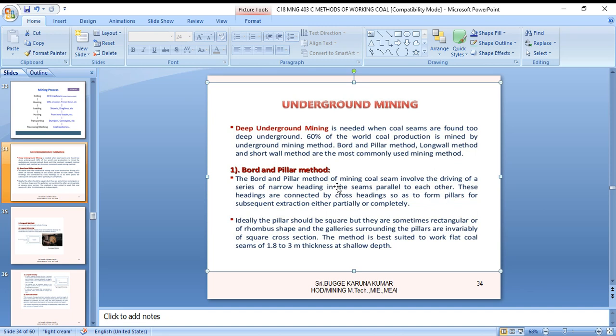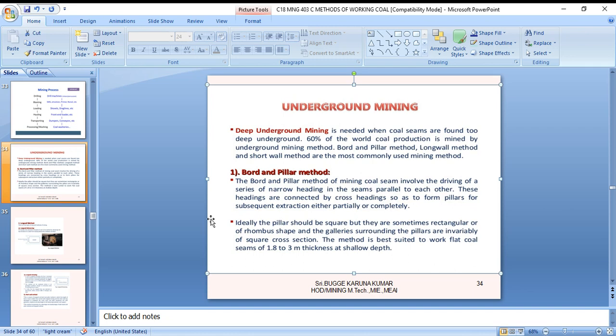The method is best suited for flat coal seams, 1 to 3 meters in thickness, at shallow depth. So most of our coal mines use the supported pillar method. It is the easiest method and naturally supported. The board and pillar method is the most popular, and most of the older mines were also developed by the board and pillar method only.